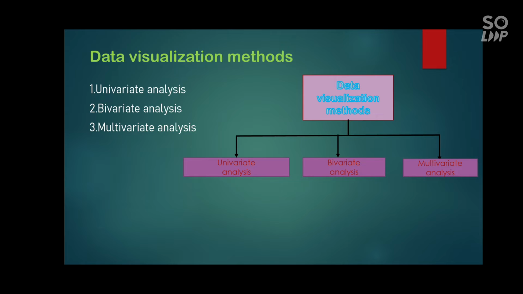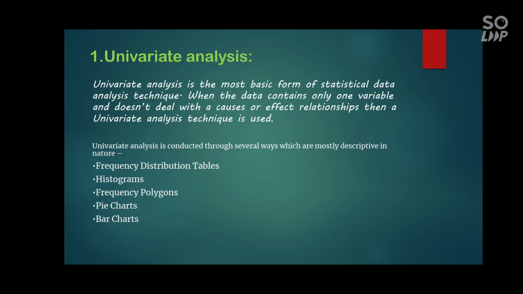Data visualization methods. Quantitative data can be visualized using the following techniques: univariate analysis, bivariate analysis, multivariate analysis. Univariate analysis. The term univariate analysis refers to the analysis of one variable. You can remember this because the prefix uni means one.